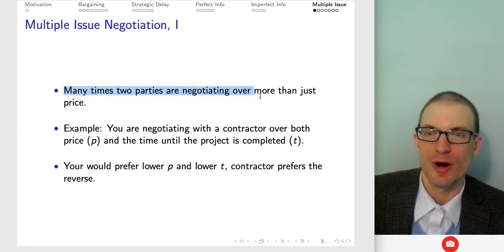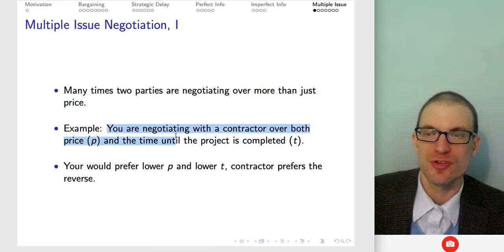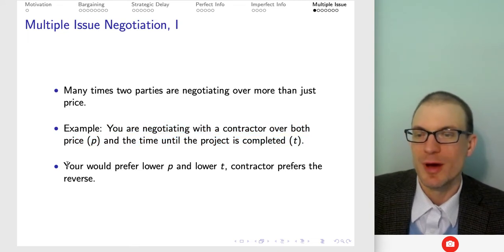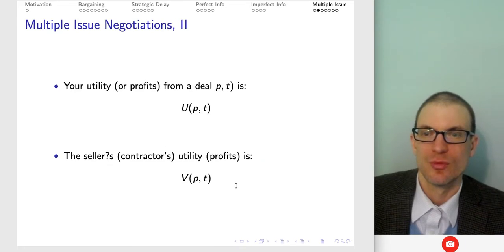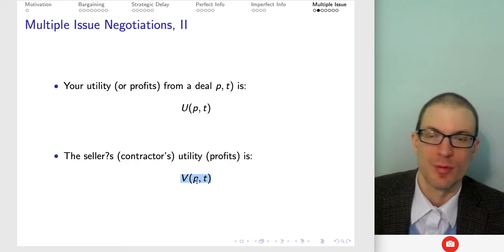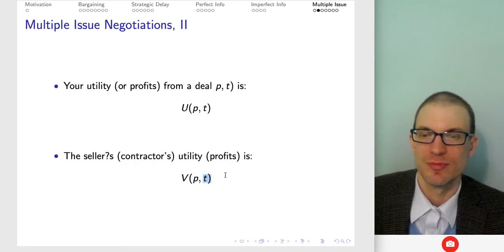Many times, two parties are negotiating over more than just price. So maybe you're negotiating with a contractor over the price and the time until the project is completed. You might prefer the lower price and the lower time. They prefer the reverse. So what happens? Well, here's an example. Suppose your utility or profits from a deal, over price and then time, is your utility function U of P, T. The seller's, the contractor's, utility or profits over price and time is V of P, T. Yours is U of P, T.